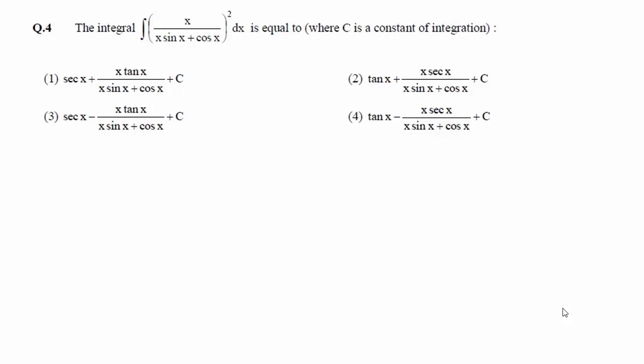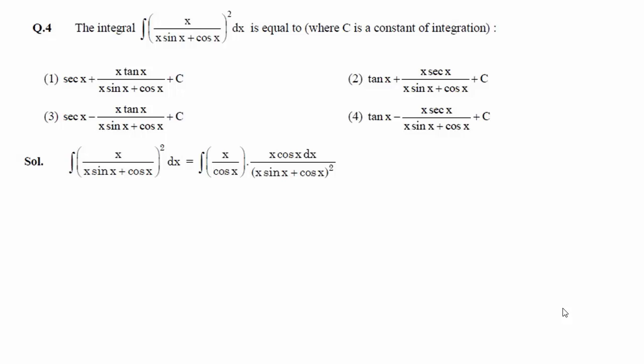Option second, (tan x + x sec x) divided by (x sin x + cos x) plus c. Option 3, (sec x minus x tan x) divided by (x sin x + cos x) plus c. And option 4, (tan x minus x sec x) divided by (x sin x + cos x) plus c.